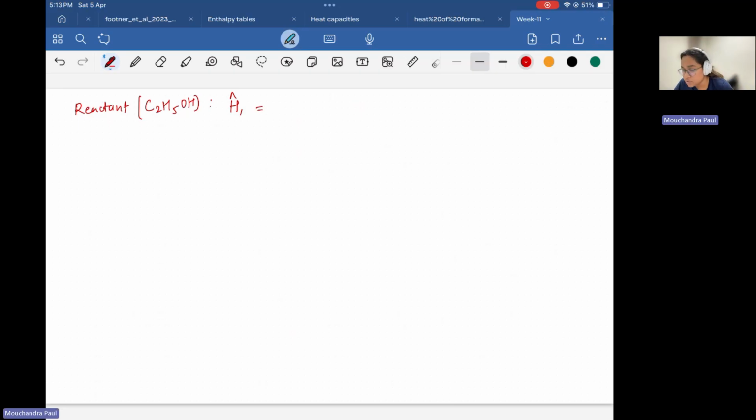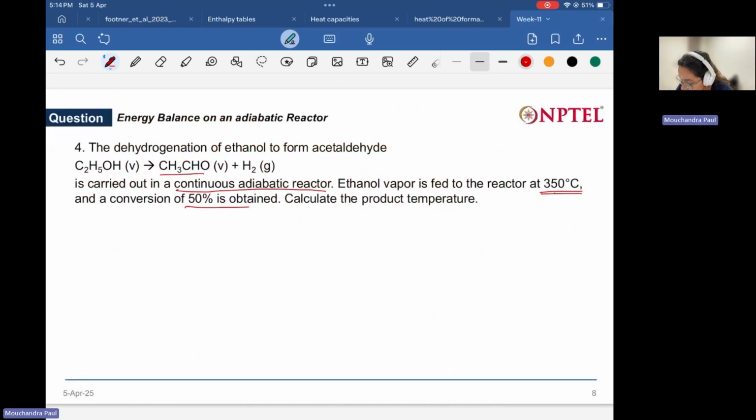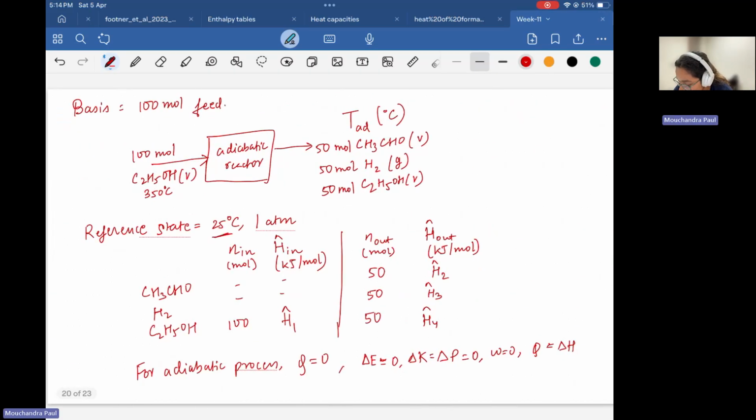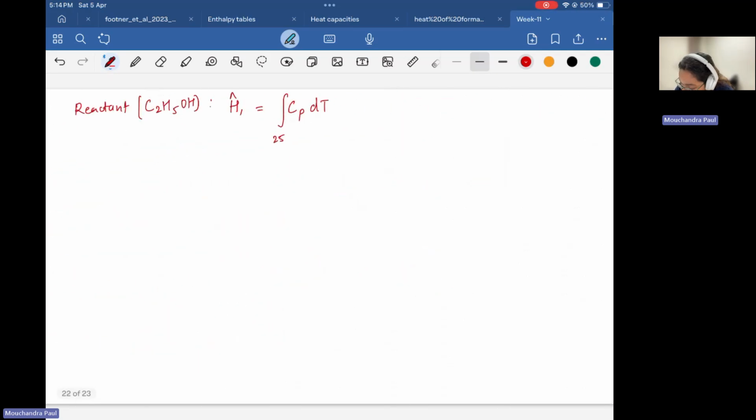We will calculate it from the heat capacity equation, Cp, and we will integrate with respect to T from temperature 25 to 350 degrees Celsius. 25 degrees Celsius is your reference state, and since the ethanol is fed at 350 degrees Celsius, it will integrate to 350. Okay, so let's do that.